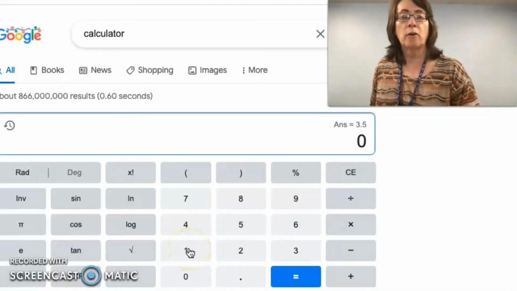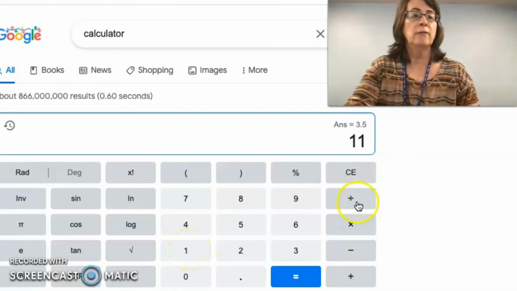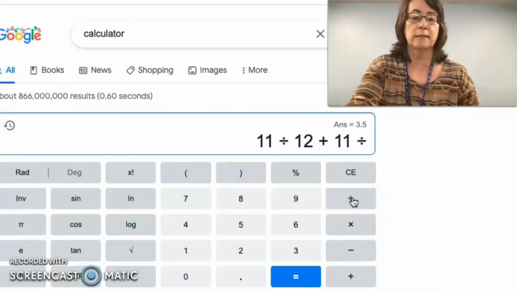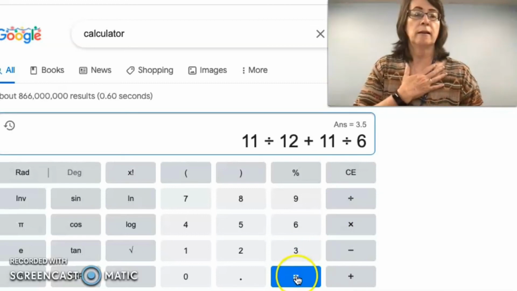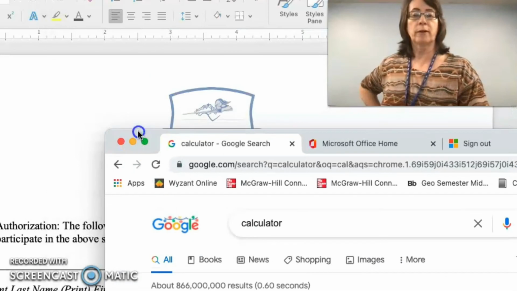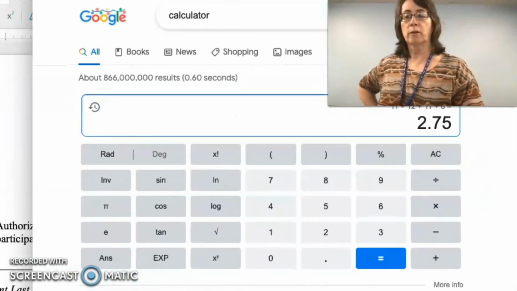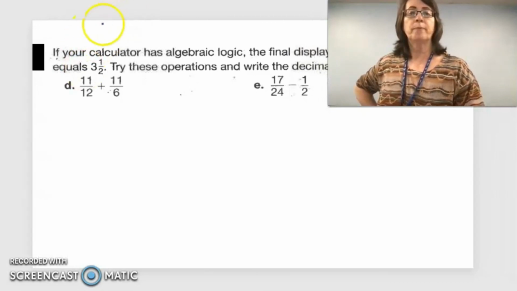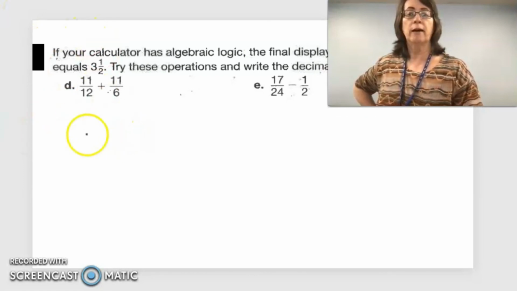So let's go here and we'll just have 11 divided by 12 plus 11 divided by 6. All right? And what do we get? 2.75. So we're going to come over here and write 2.75, and get our pen. 2.75.